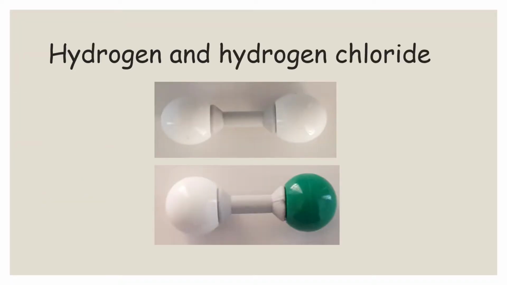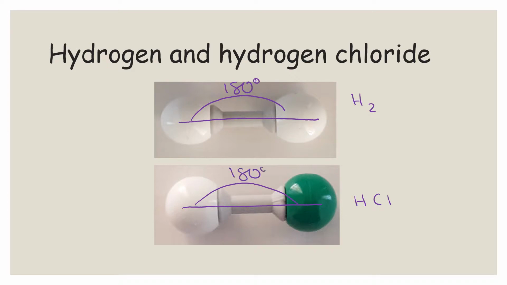So here are some shapes that I've made up. This one here being hydrogen, you can see if we join the 2 nuclei together, its bond angle once again is 180 degrees. This one here is HCl, hydrogen chloride. Join the 2 nuclei together, you can see that the bond angle is 180 degrees.